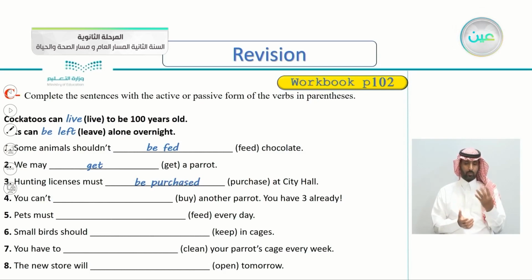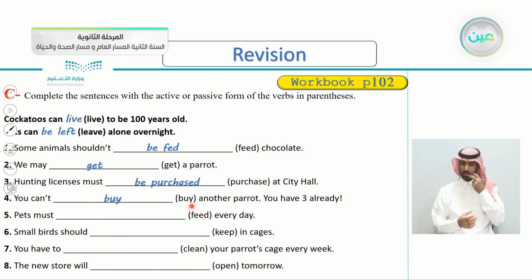Number four, you can't, and the verb is buy, you can't buy another parrot. You have 3 already. So I think the subject here is you. So as long as we have a subject, it is an active sentence. So we write the verb as is here. You can't buy another parrot. Very good.